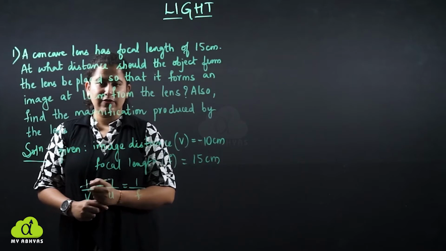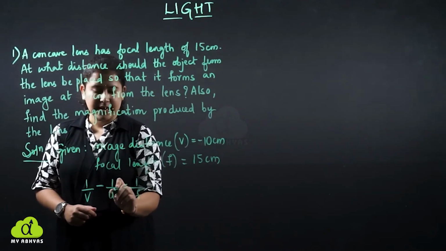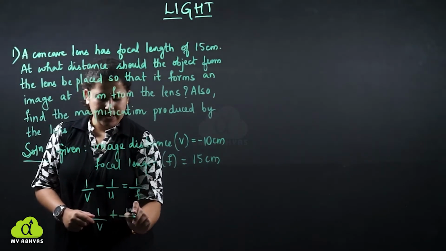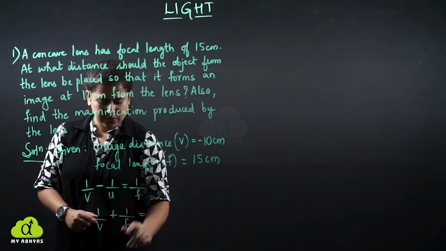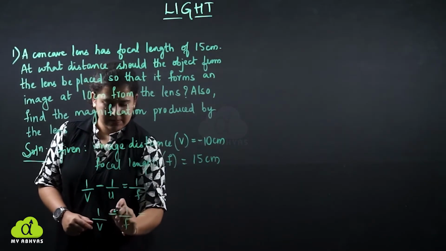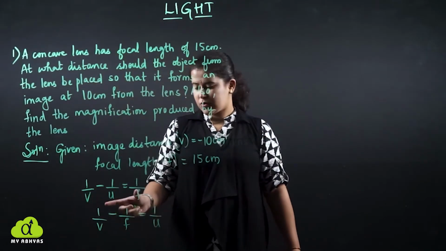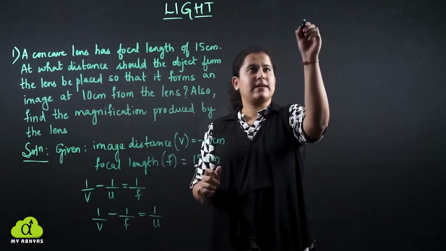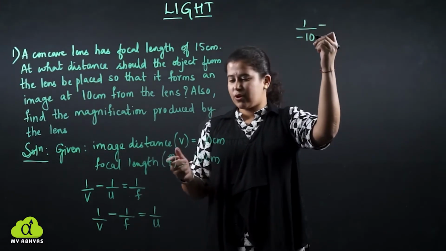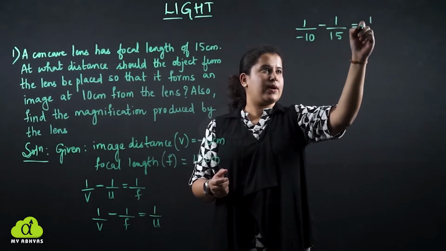So we need the value of 1 by u now. To know the value of 1 by u, I'll just take this inside and put this outside, that is 1 by v minus 1 by f is equal to 1 by u. Clear? So what about 1 by v? 1 by v is nothing but 1 divided by minus 10. Minus of what about f? F is nothing but 1 divided by 15, and that is equal to 1 by u.